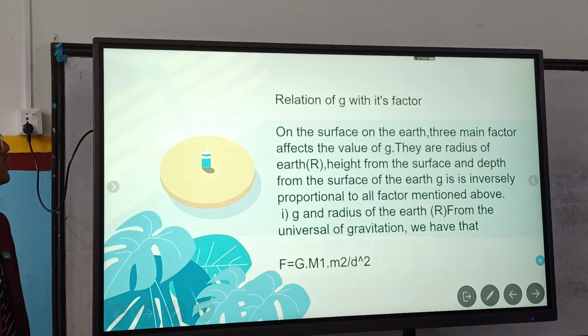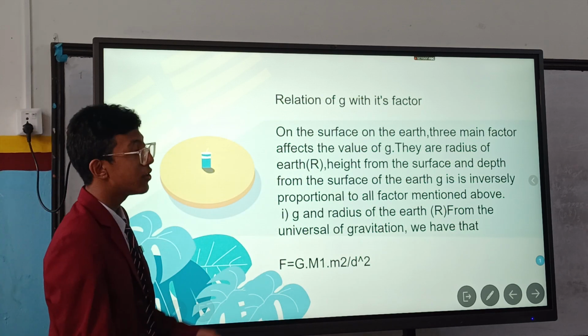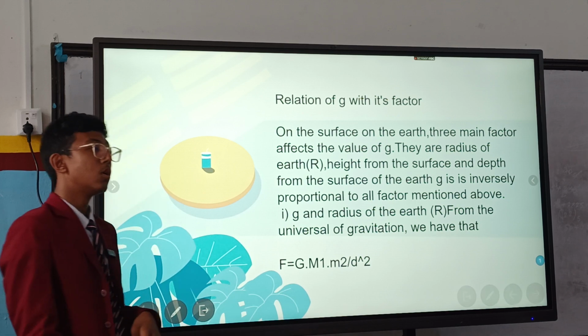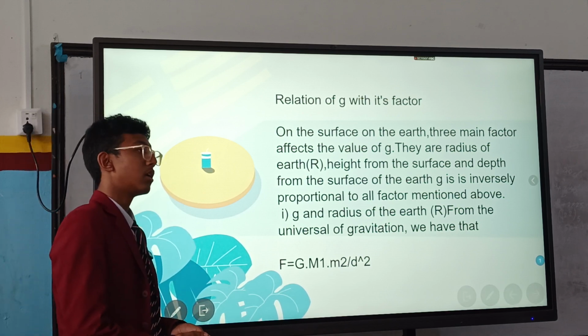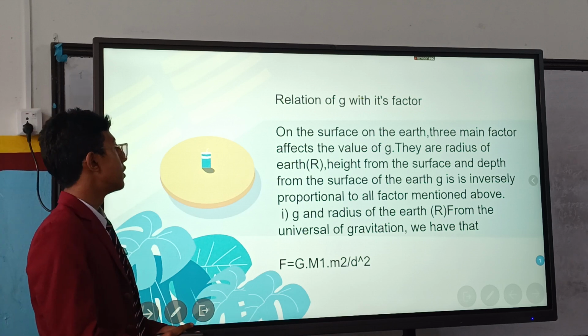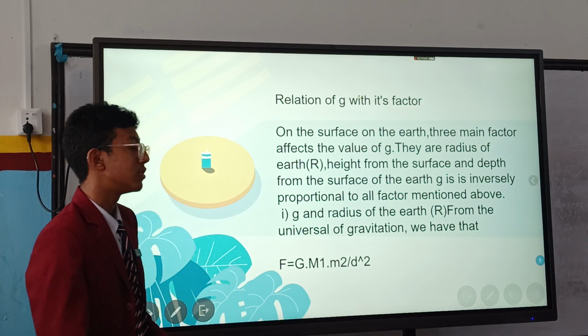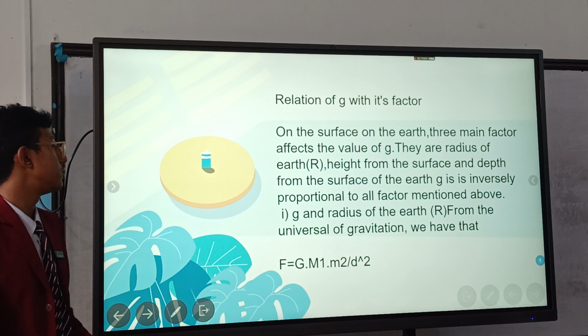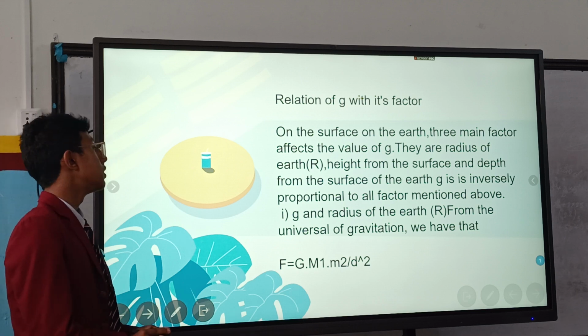Relation of g with these factors. Mainly g depends on three factors: the radius of the earth, height from the surface, and depth below the surface. There is also one formula: F equals G into M1 into M2 by d square.